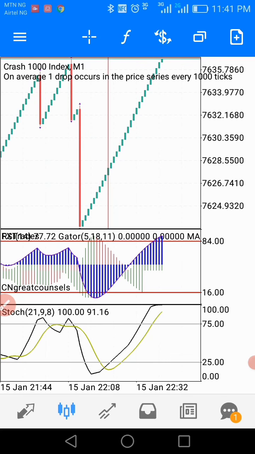But I advise you, as the developer of this strategy, use it majorly on Boom 1000 and Crash 1000. That does not mean it doesn't work on other pairs. It works on other Boom and Crash pairs. But I advise you to use it on 1000 indices.